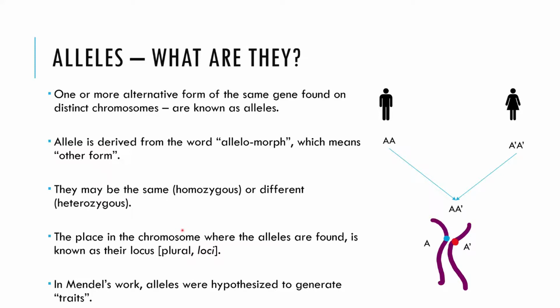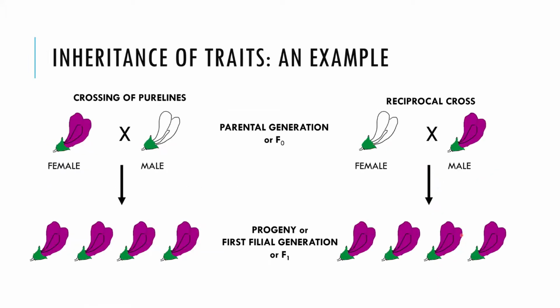Alleles may be the same, which is homozygous, or different, that is heterozygous. In modern terms, an allele is an altered form of a gene. The place in the chromosome where the alleles are found is known as the locus, or in plural, loci. Mendel hypothesized that alleles contributed to traits.